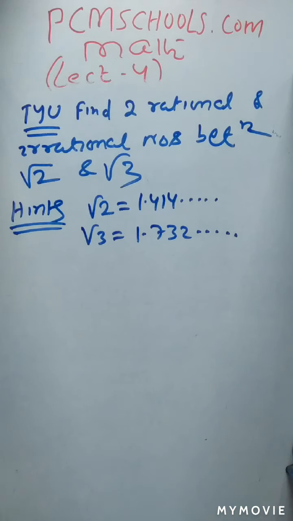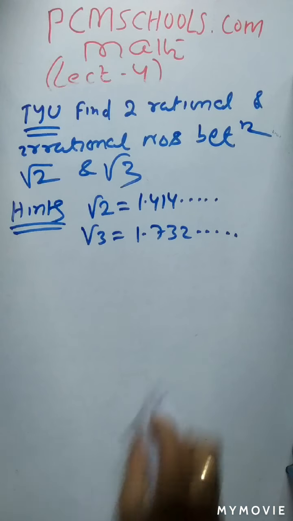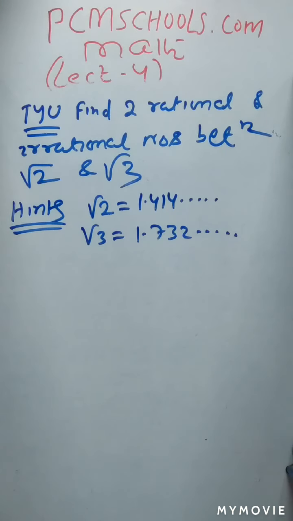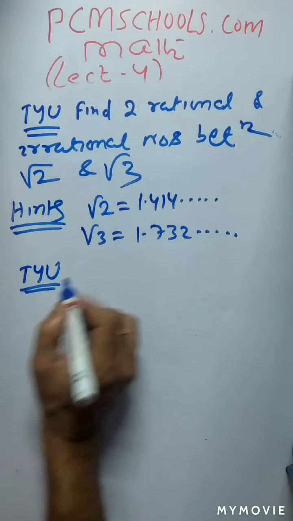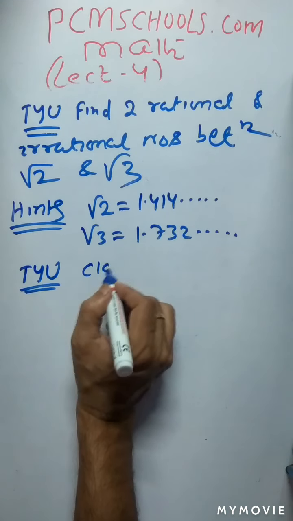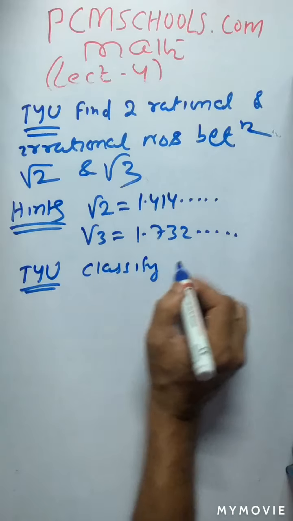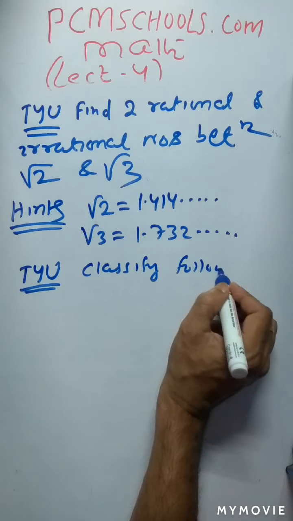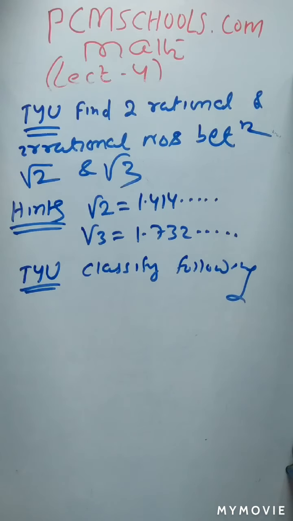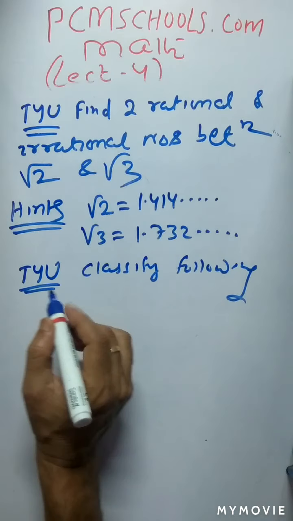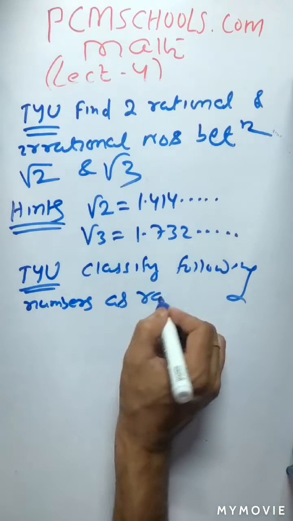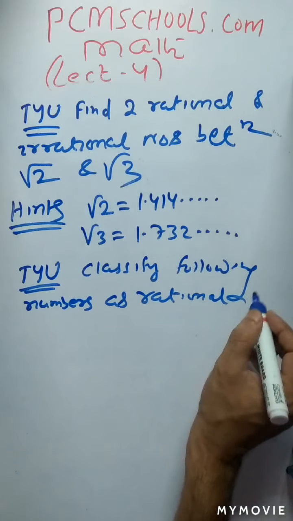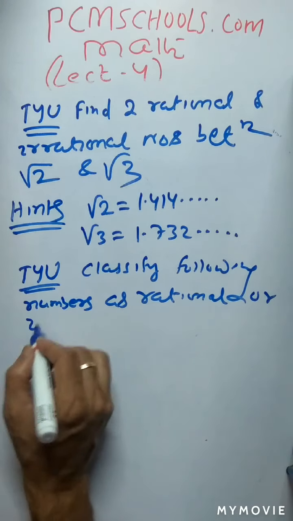So I am giving the hints. You know the value of root 2. Root 2 is nothing but 1.414 non-repeating type, and root 3 is equal to 1.732, also non-repeating. So root 2 and root 3 are two irrational numbers. In between these two irrational numbers, you have to find two rational and two irrational numbers. So this is your homework.